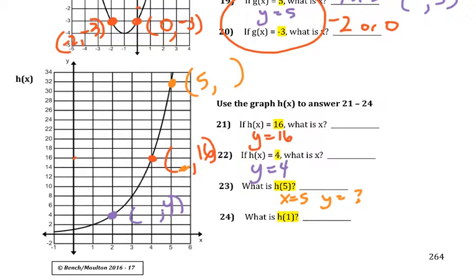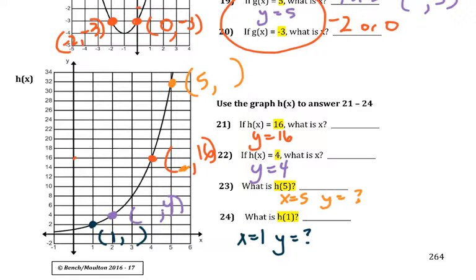And then the last one, h of 1, that means x is equal to 1. You need to tell me what y is equal to. So you're going to go to the x-axis at 1, find the graph, and that ordered pair is 1, what?